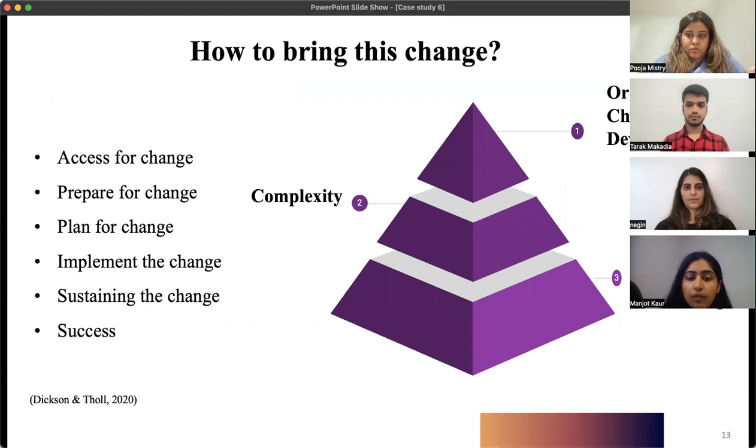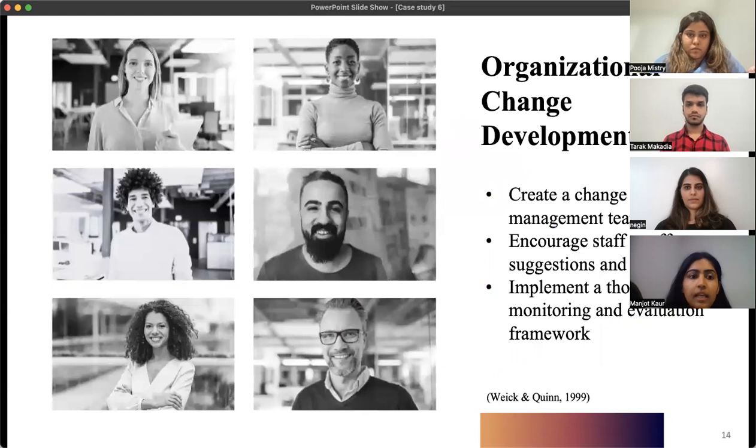Now, when we talk about organizational change development in the next slide, as the mentioned solutions need to be put into service, there is a need for organizational change as well. Following are some organizational change development techniques proposed by Rick and Quinn in 1999. Create a change management team to coordinate the execution of suggested solutions and promote communication within the company.